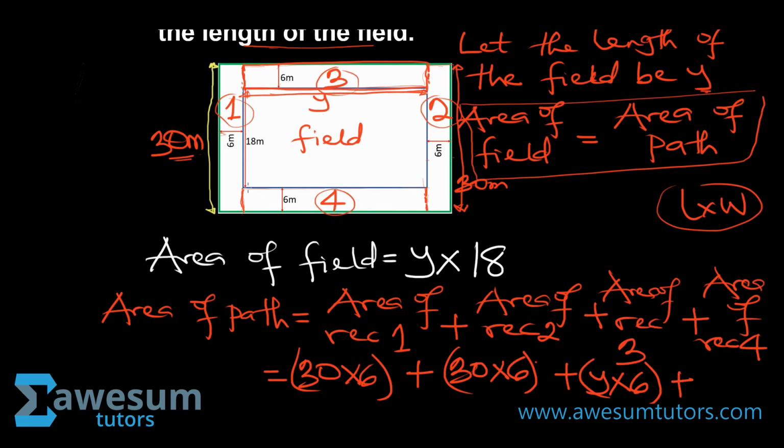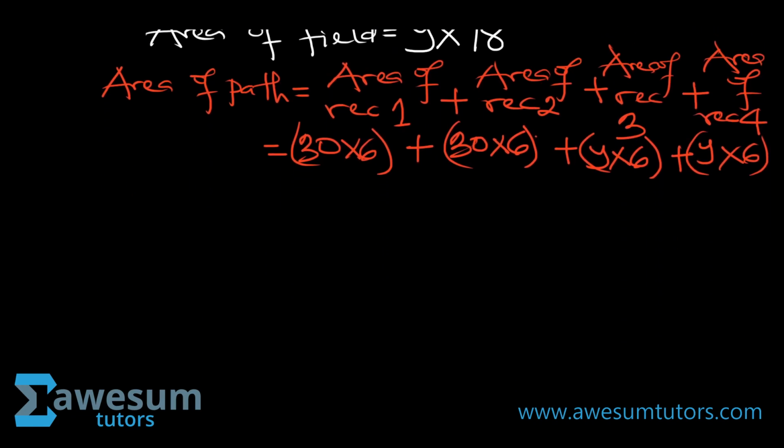this is rectangle 4. You agree with me that rectangle 4 also is the same thing as rectangle 3, because this is the length. The length is the same thing as the length of the field, which is y. So y times 6 also. Very good. Now let us break that down. This is getting easy.